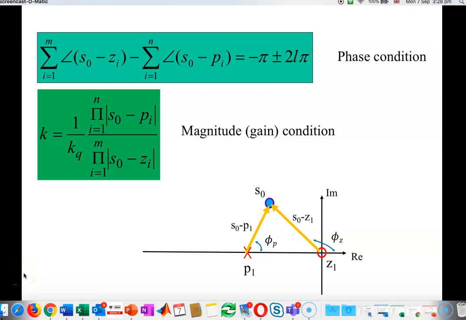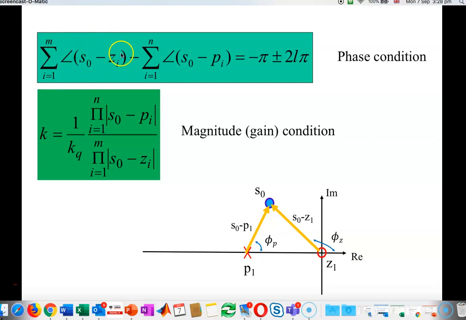Okay, the previous discussions led us to these two conditions for finding all possible closed-loop poles from open-loop transfer functions. If we connect all the closed-loop poles together, that will give us the Root Locus. Basically, we want to find all the closed-loop poles to form the Root Locus. The magnitude condition, sometimes called the gain condition, gives us a way to calculate the control gain after we know where the closed-loop poles are.